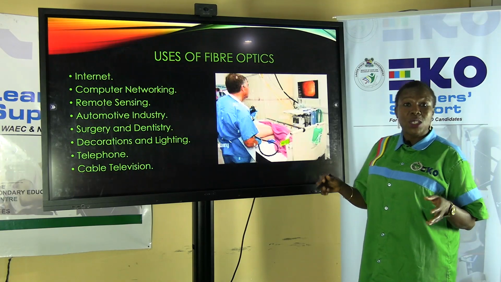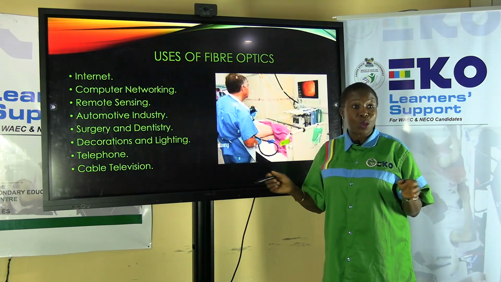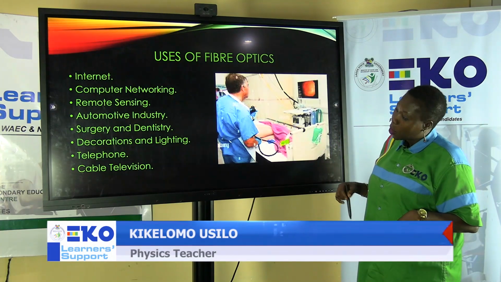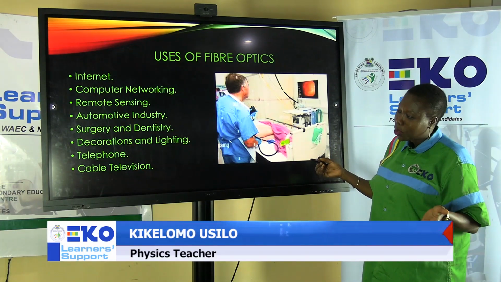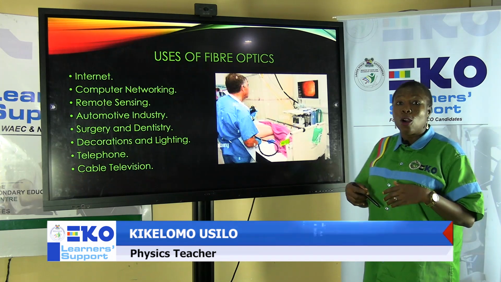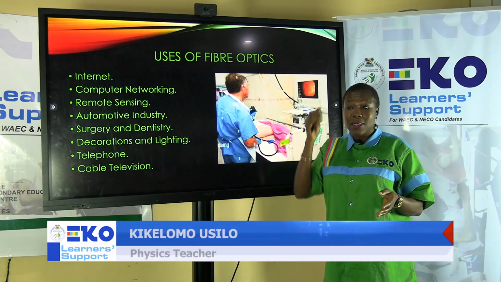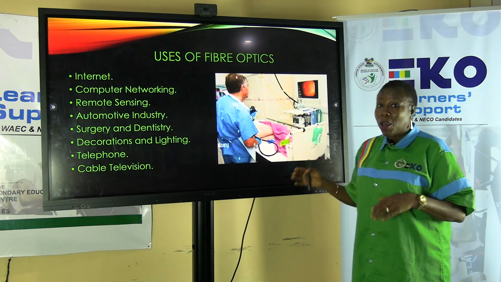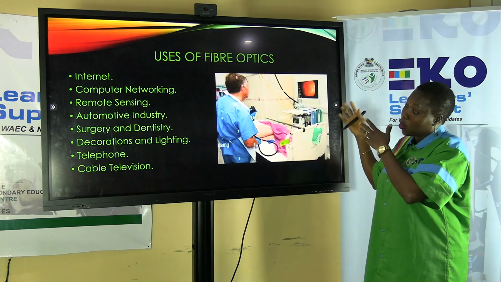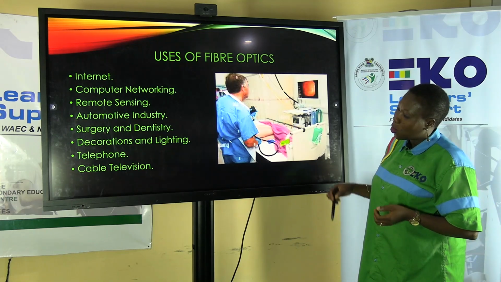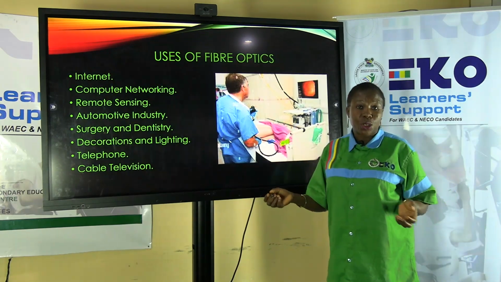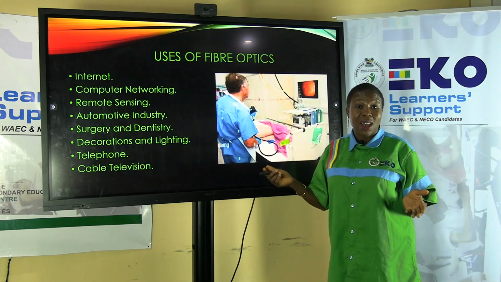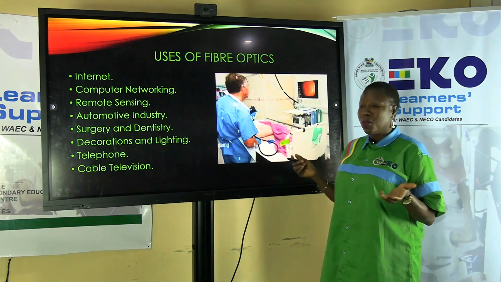Then it's also used in decorations and lightings. When you go to your parties, you even see it on some buildings. It's fiber optics that is used for telephone. Imagine you are making long calls without any breakage or miscommunication. Fiber optics travel faster, like we read in one of the principles, and also for our cable television, which we all know comes all the way from South Africa, and it is being viewed all over.